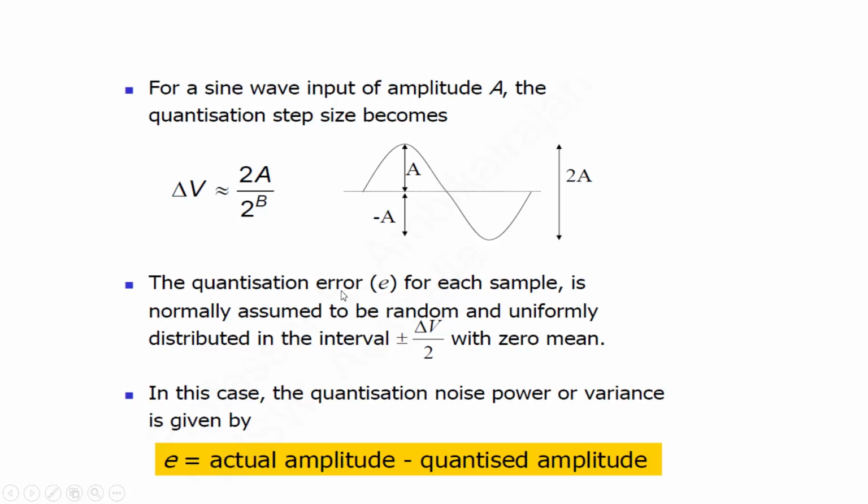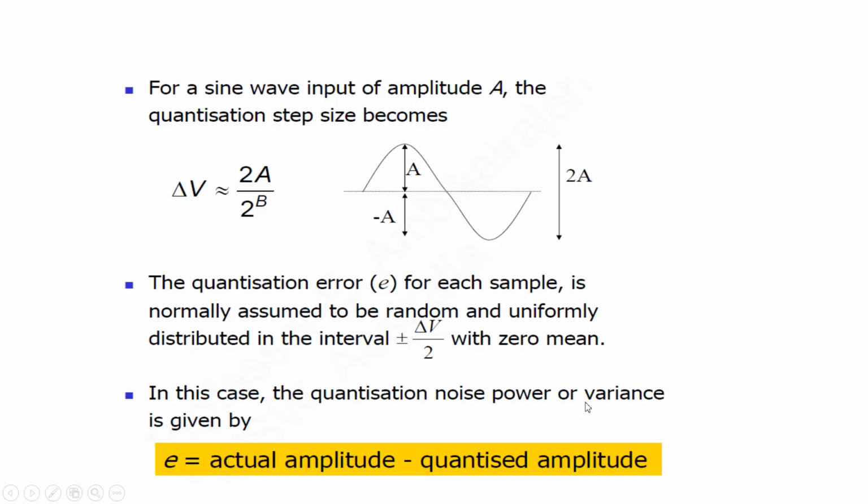Now the quantization error, let's denote it by E, for each sample is normally assumed to be random and uniformly distributed in the interval plus minus delta V by 2. As I have already explained, the maximum value of the quantization error can be delta V by 2. So either it can be on the plus side or it can be on the minus side. That's why this plus minus is there, with zero mean, of course.